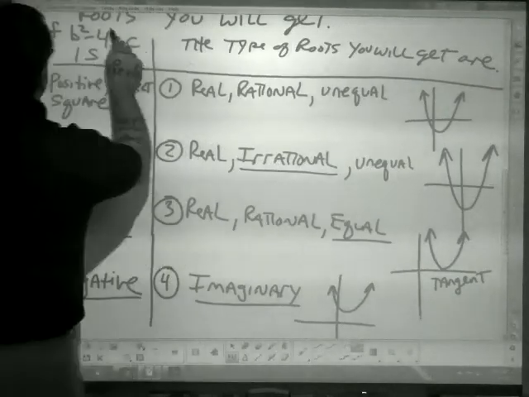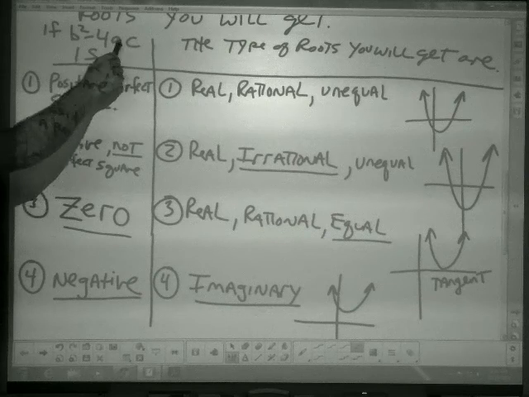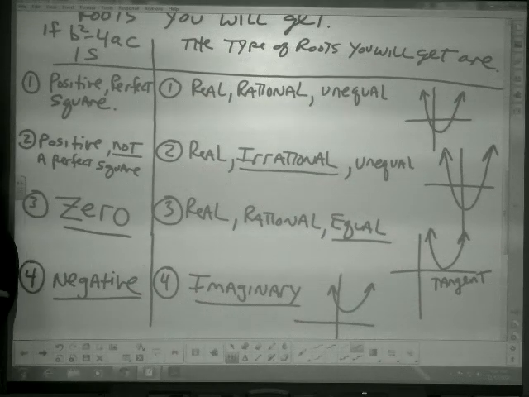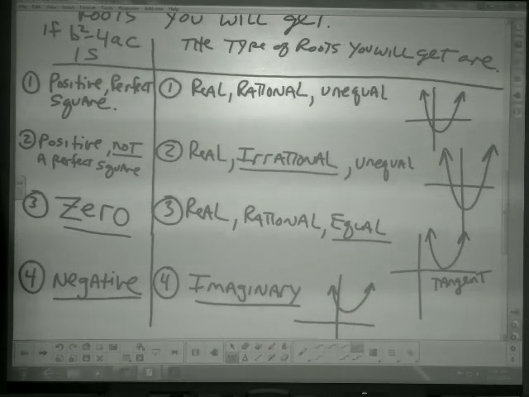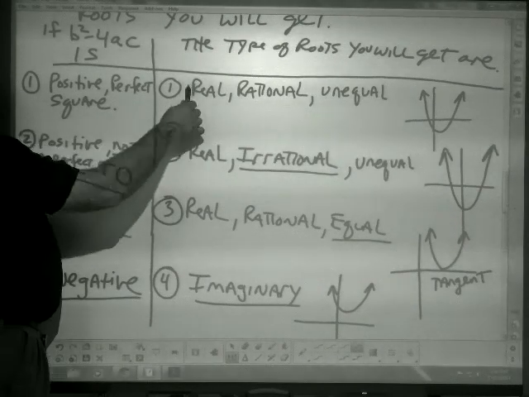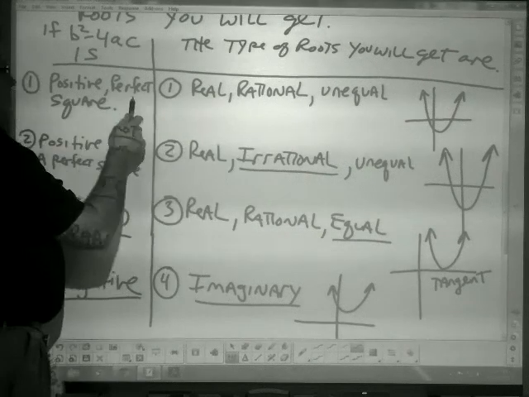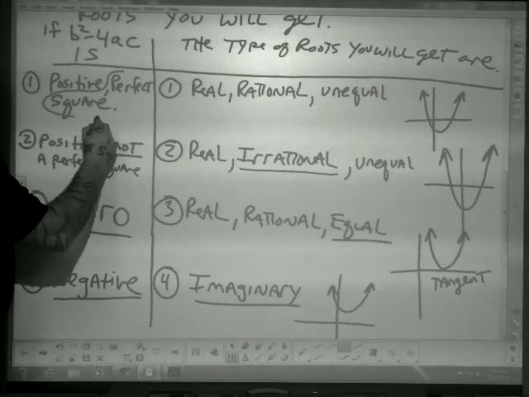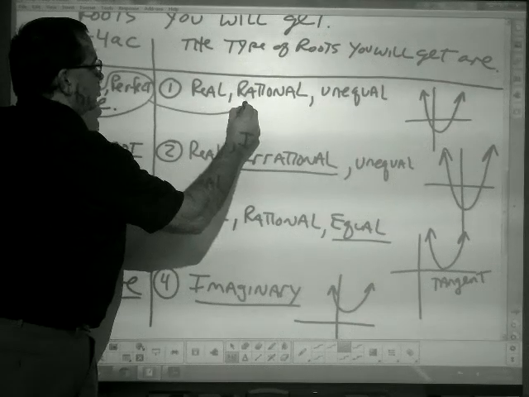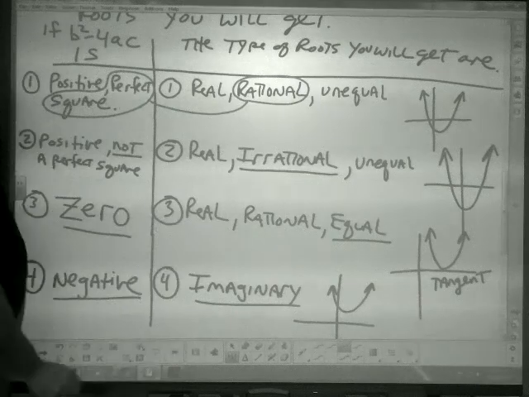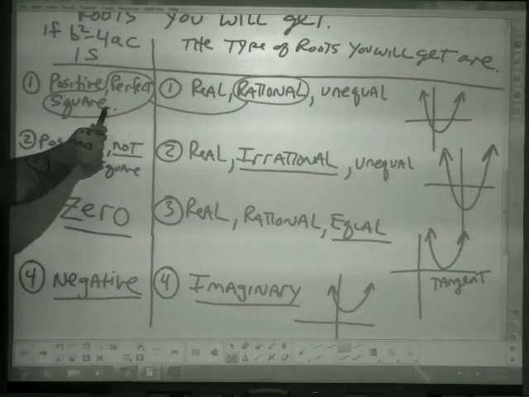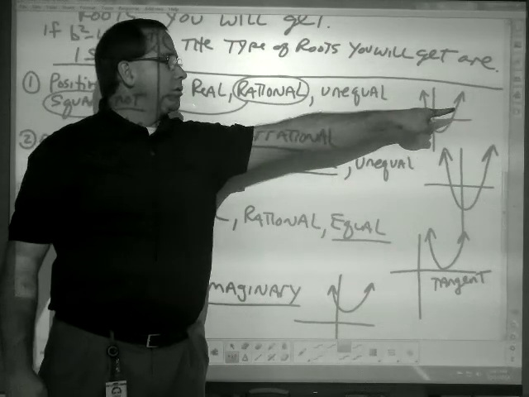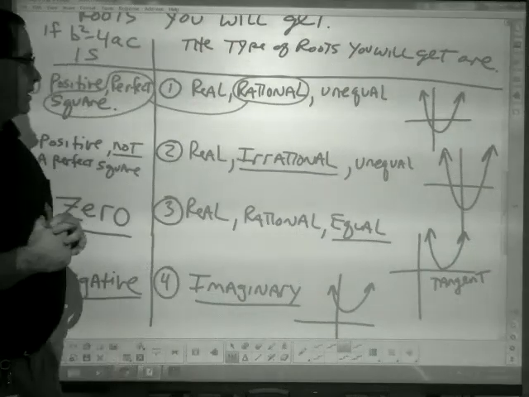If b squared minus 4ac is positive and a perfect square like 16, I can take the square root of 16, and I will get real rational roots because it's a perfect square. So perfect square leads me to rational. It's the most important connection there you need to make. Perfect square and rational. And they will be unequal because these two numbers are not located at the same spot on the x-axis.